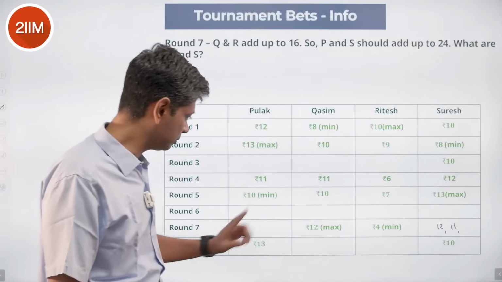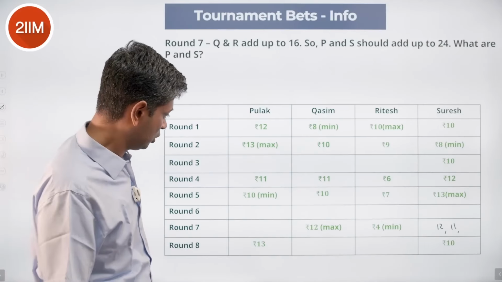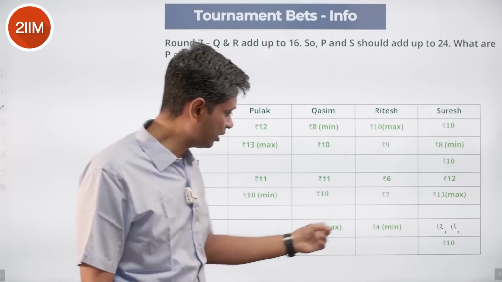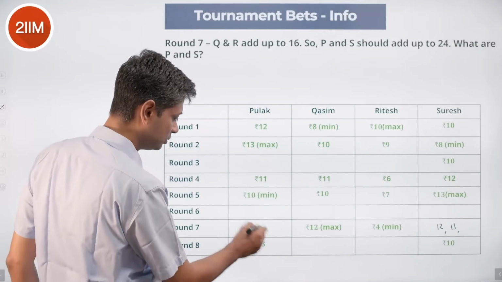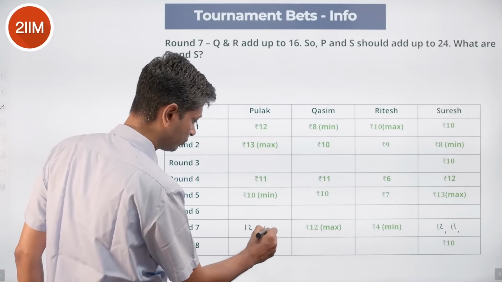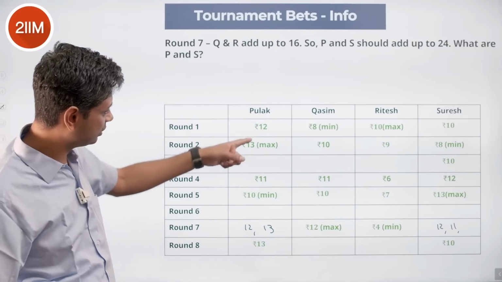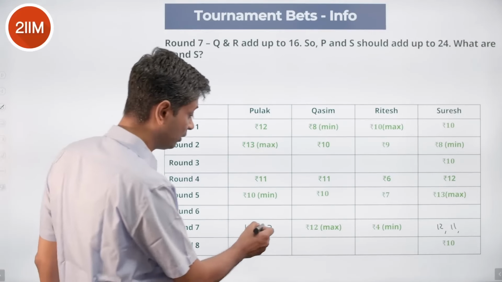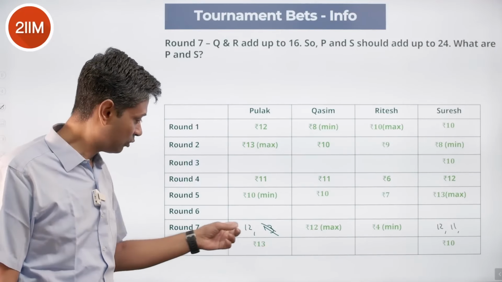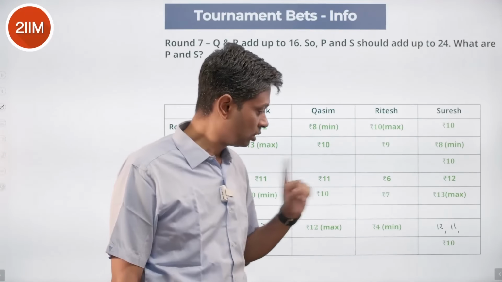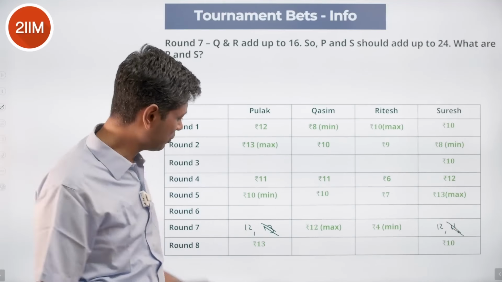If this were 12, this will have to be 12. 12 plus 12, 24. If it was 11, it has to be 13. And so these two add up to 16. The other two should add up to 24. This is either 12 or 11. It cannot be 13. 13 is the maximum. It can maximum be 12. If this were 12, 12 plus 12, 24. Plus 4, 28. Should be 12. Nice. So we fill this also.